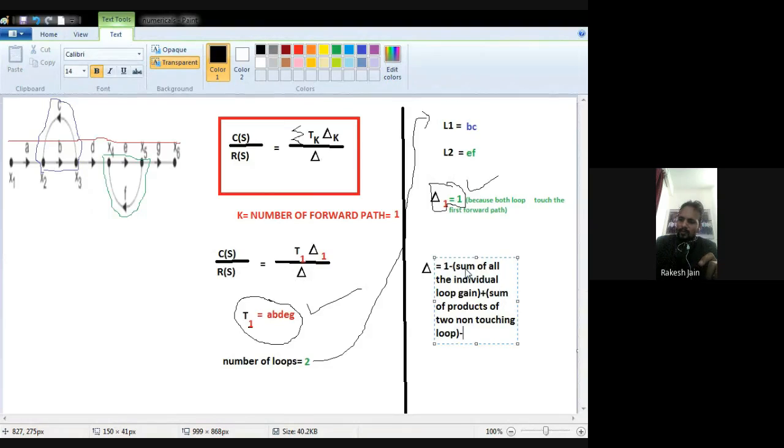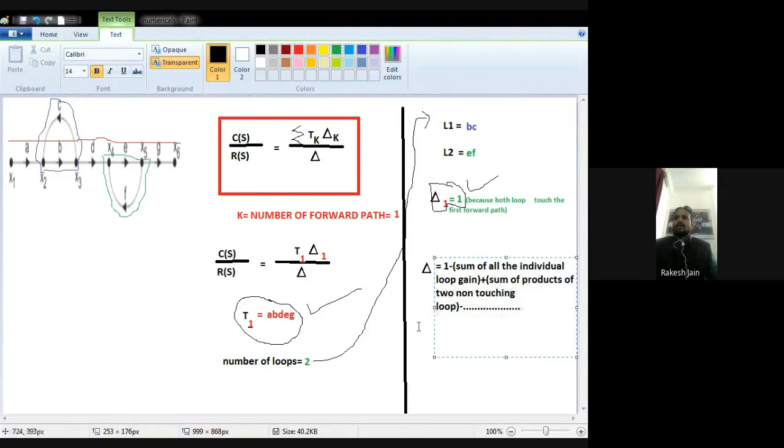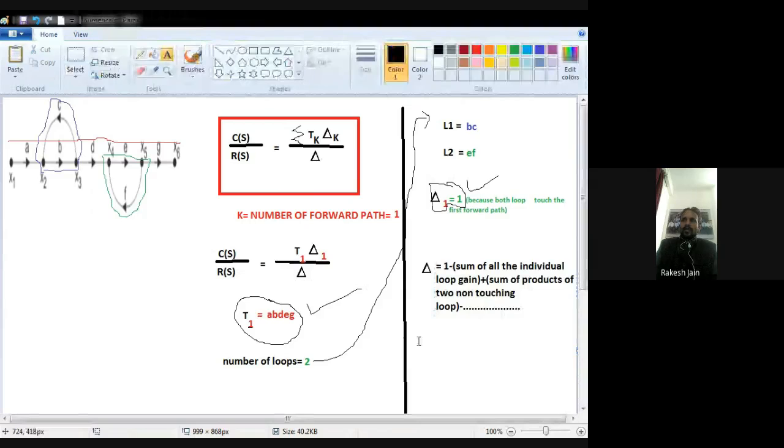Minus, and so on, it will continuously increase: sum of two non-touching loops, sum of three non-touching loops, and so on. So it is 1 minus the sum of all the individual loop gains, plus the sum of products of two non-touching loops, minus the sum of products of three non-touching loops, and so on. For this question we see 1 minus the sum of all the individual loop gains. So the loop gains we will find out.